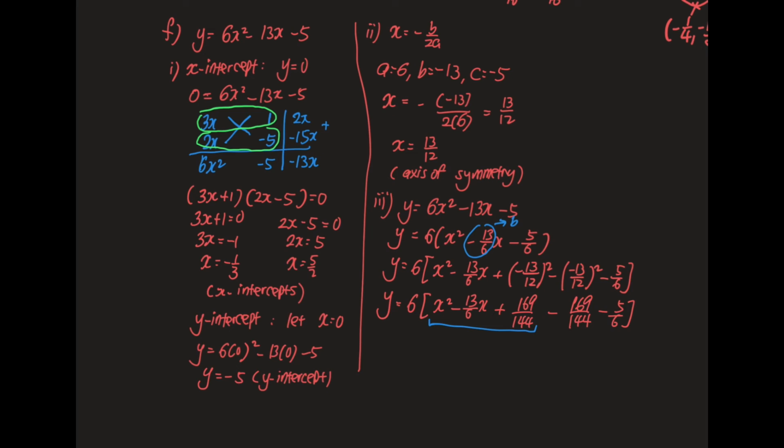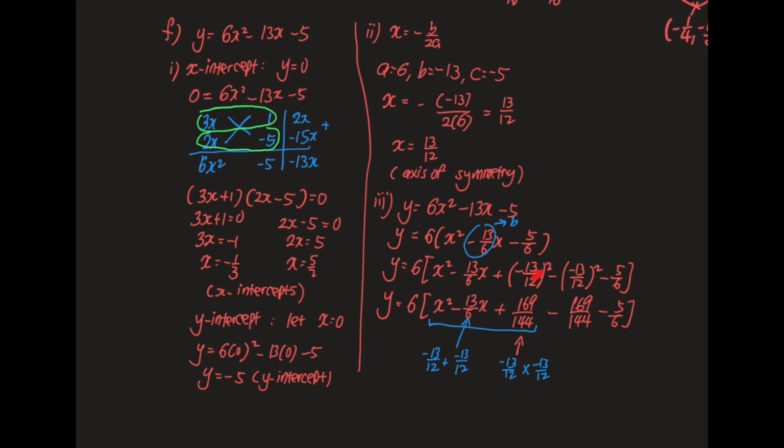When you factorize, you have to think of two numbers that multiply to get this 169 over 144. I'm going to take minus 13 over 12 times minus 13 over 12, and when you add them up, make sure you get minus 13 over 6. That's why I choose these two. When I multiply, I get this. When I add these two up, I will get this.